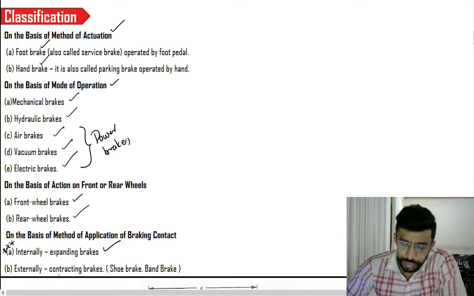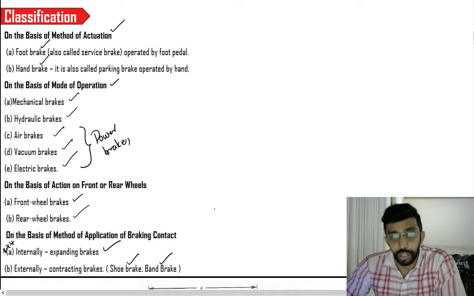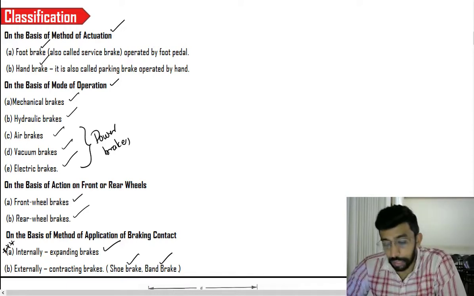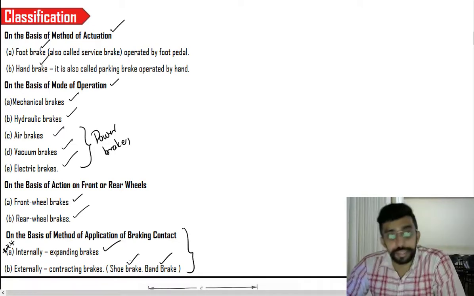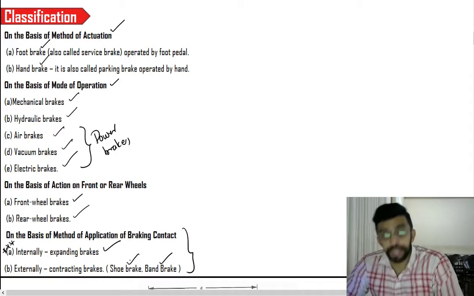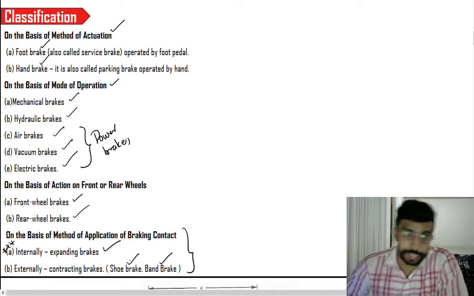Now we have the externally contracting brake. Under that we have the shoe brake and band brake. So in this course of study, we will be focusing on this last category: internally expanding shoe brakes, externally applied shoe brakes, and band brakes. That is the area where we are going to focus our discussion.